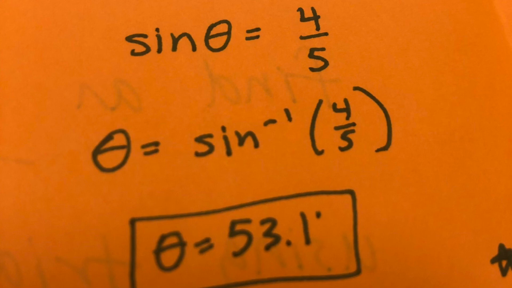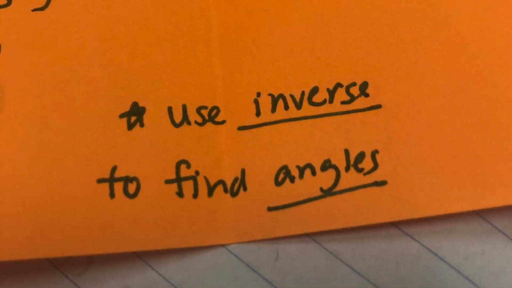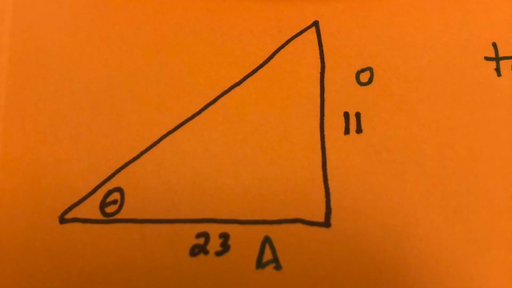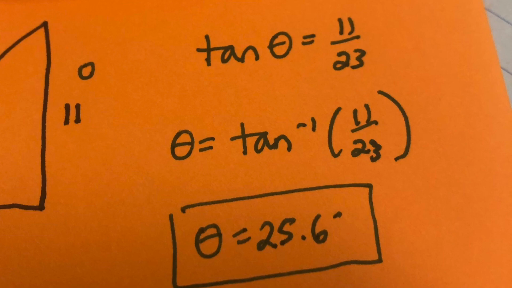So a nice reminder in the middle of these two problems is going to be that you use inverse to find angles. Always. You have to use inverse when you're working with angles. Here's the next picture. We have the 11, which is opposite of theta, and 23, which is adjacent. And so opposite and adjacent tell me I'm working with tangent. So I have tan theta equals 11 over 23. And then again, I'll do the inverse of tangent equals 11 over 23. So second tan, 11 divided by 23, and I get 25.6. That's the end of the notes.